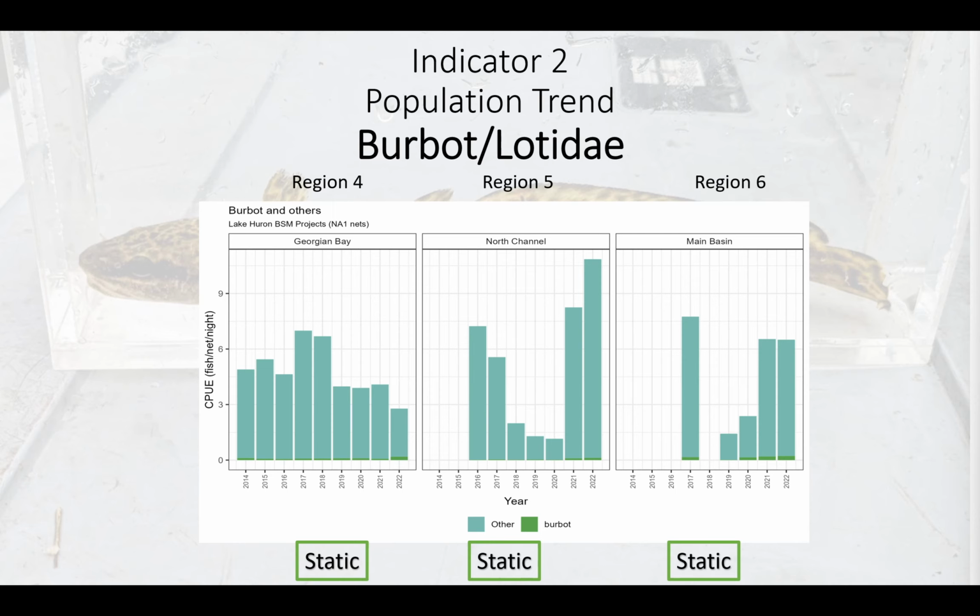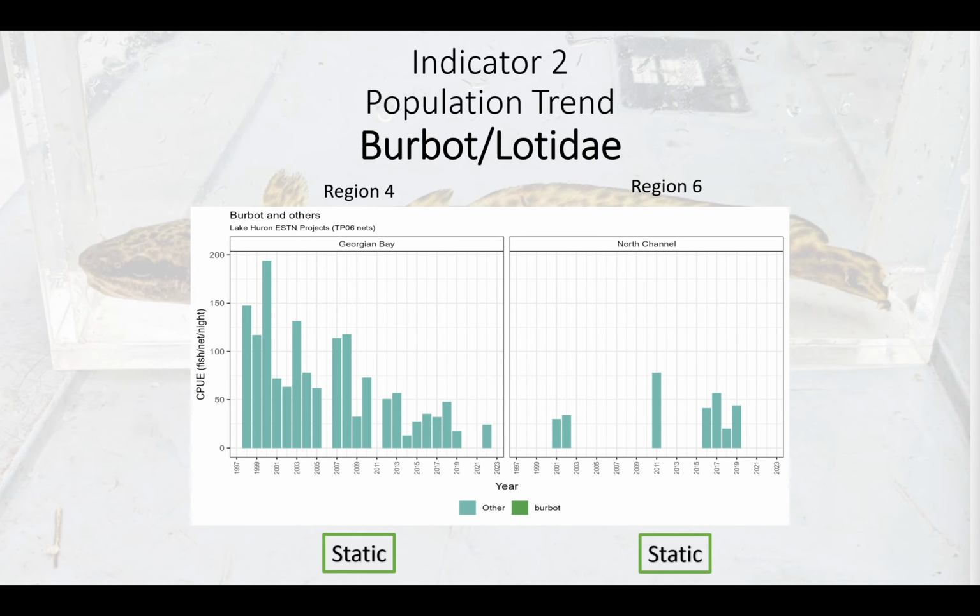Moving over to Georgian Bay, the North Channel, and the main basin. Again, I want to point to the bottom of this graph, which is hard to make out, but there is a little green blip there, and it's remained pretty stable over the course of time on all three of these charts. There's really no significant increases or decreases in the number of burbot that are captured in these three subregions.